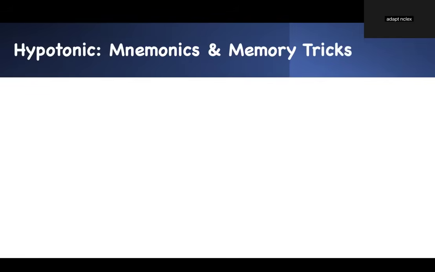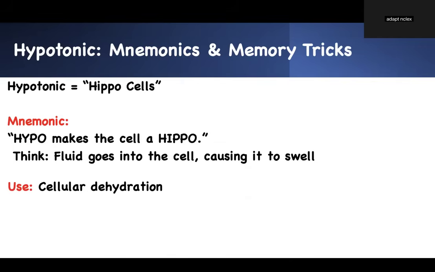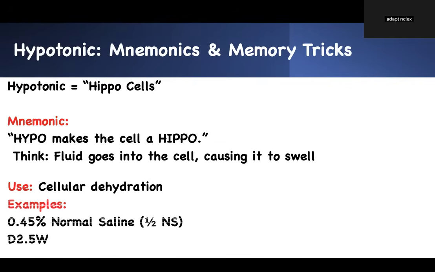The next one is hypotonic. They make you swell, like a hippo. They go inside the cell and make the cell swell. So we use it in cellular dehydration. Anything less than 0.9% is fair game, right? 0.45% normal saline, 2.5% dextrose in water, right? That's free water.